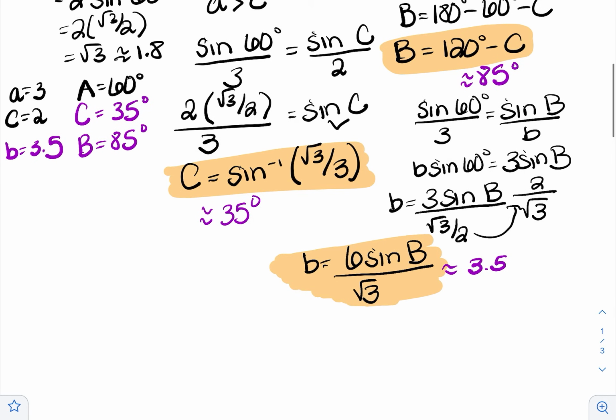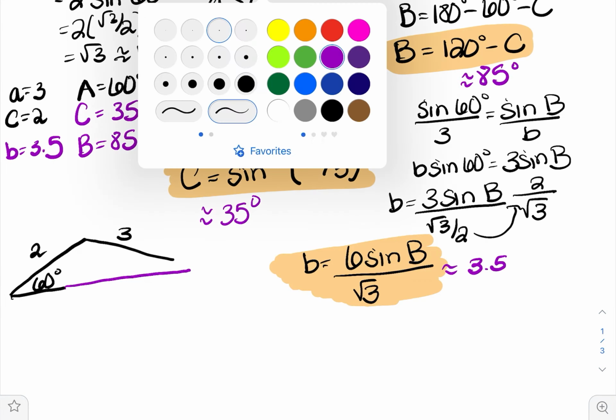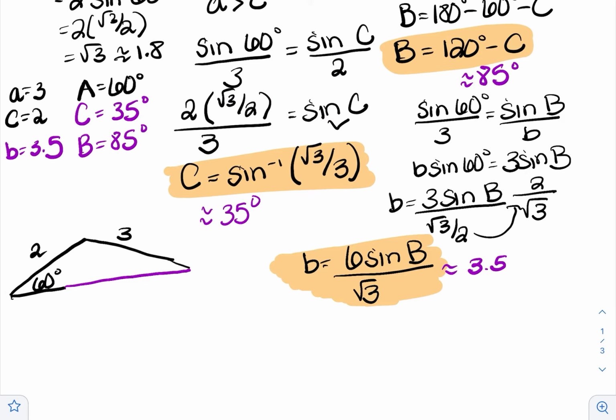So if we were to draw a visual of this triangle, here would be 60 degrees. Here would be 2. Across from it would be 3. And at the bottom, what I found is that this was 3.5, this was 85 degrees, and this was 35.